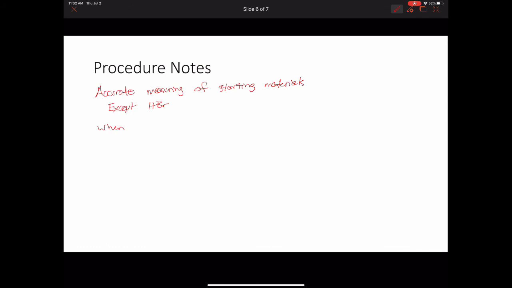Another thing is when you're going to filter off your precipitate in the lab, make sure to use the large receiving flask for the filter, because if you use the smaller one, you just have too much liquid in this particular experiment. The small one just doesn't have enough volume for this particular lab.